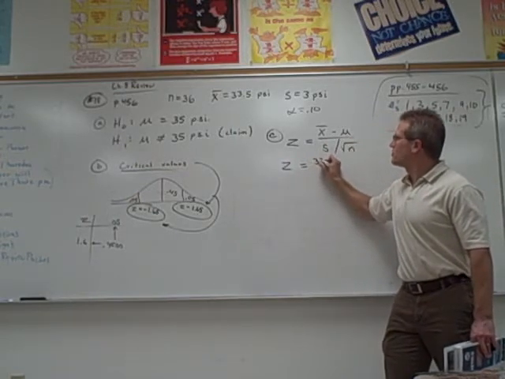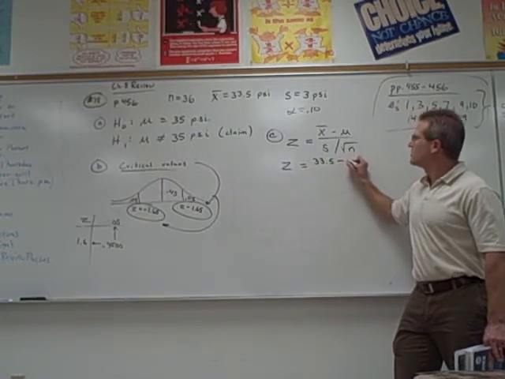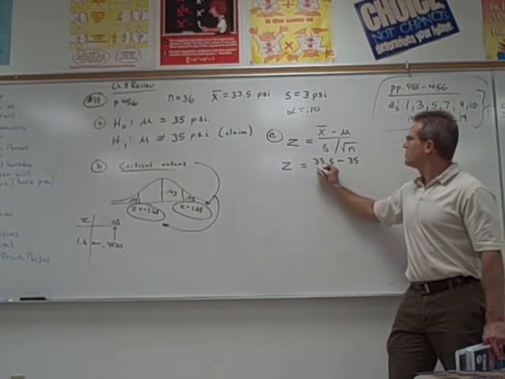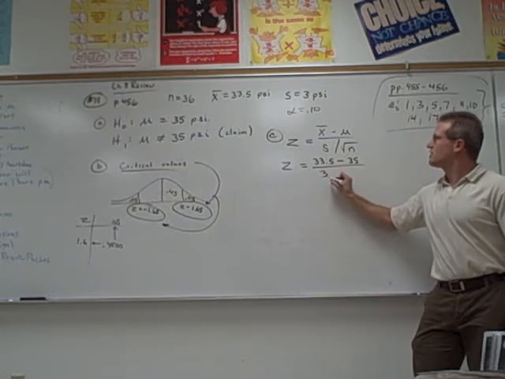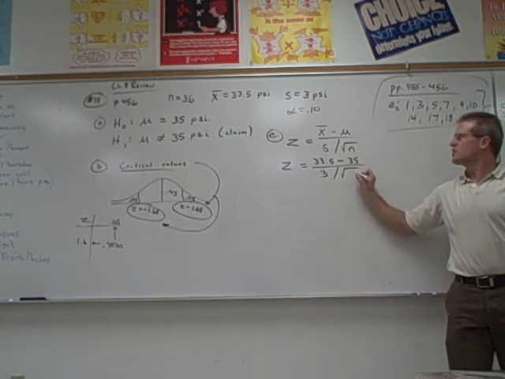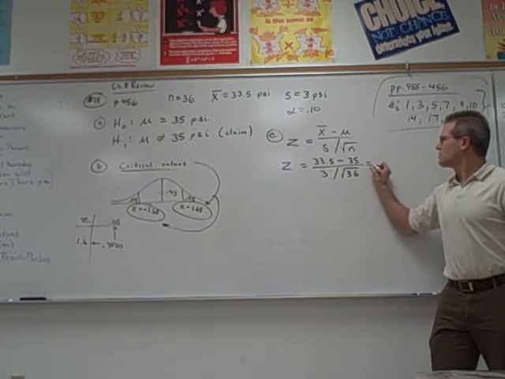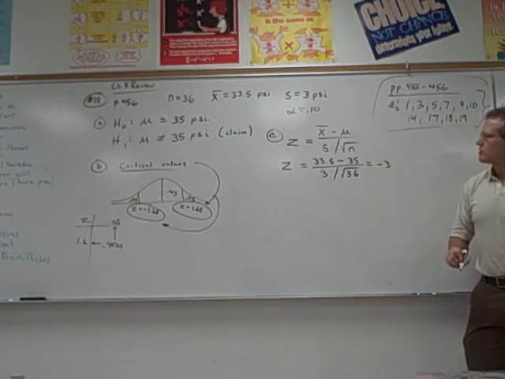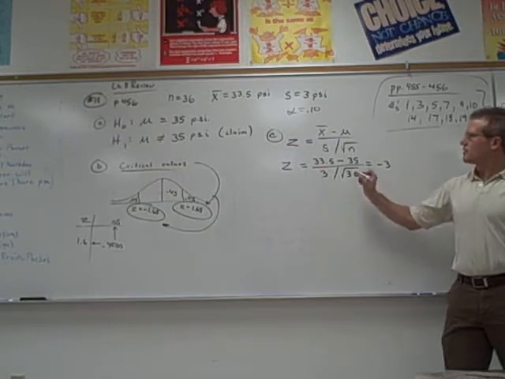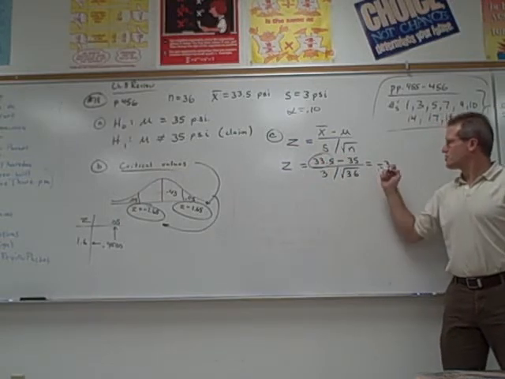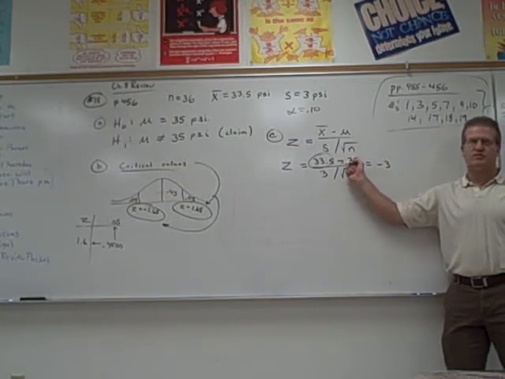So we're going to go 33.5. I'm going to need some help on the calculators. Minus 35 over S, which is 3, divided by the square root of 36. That gives -3. So that tells me that 33.5 is 3 standard deviations below 35.